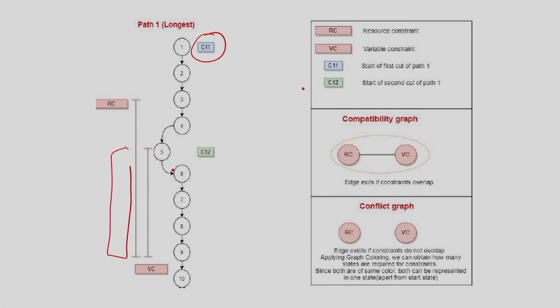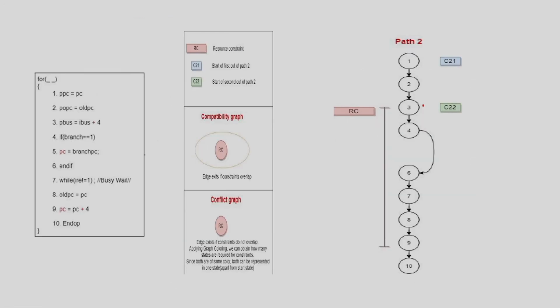So, basically what it says is that you cut between path 5 to path 9. Okay. So, now if you take path 2, because there are 3 paths we have identified in this behavior. In path 2, how many constraints are there?